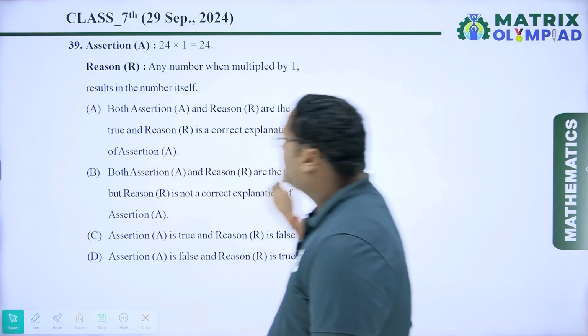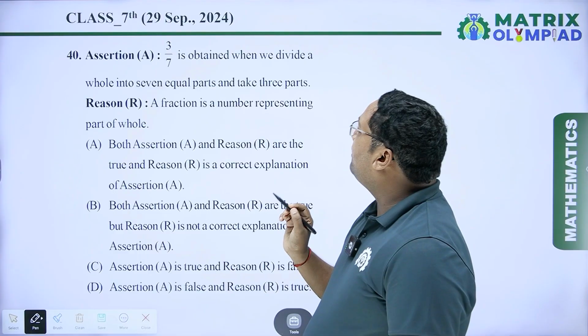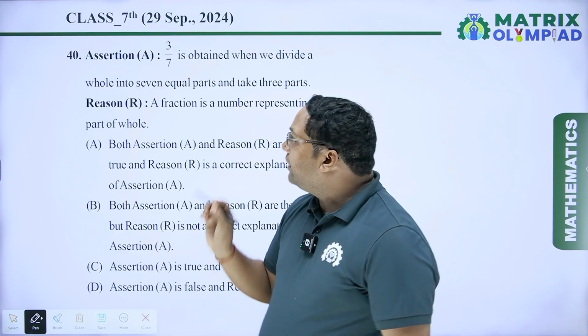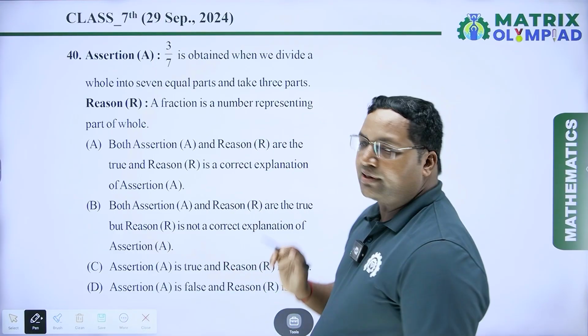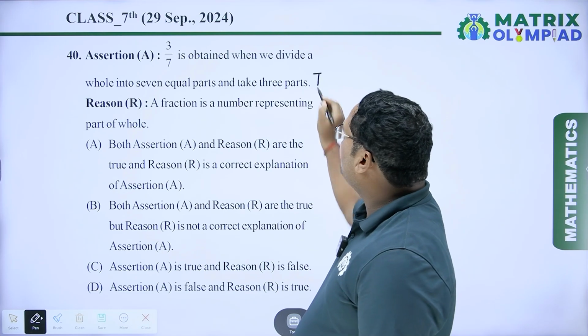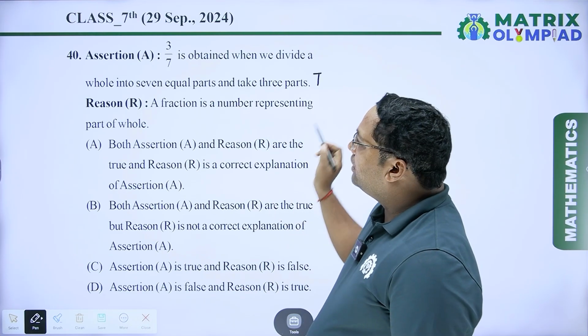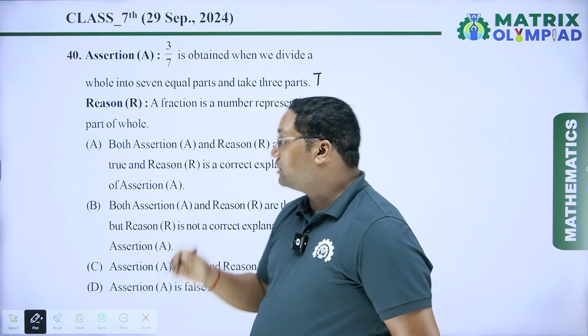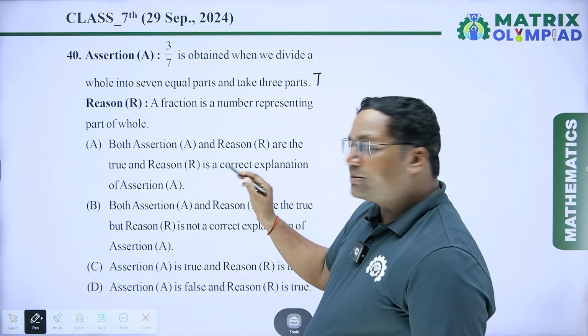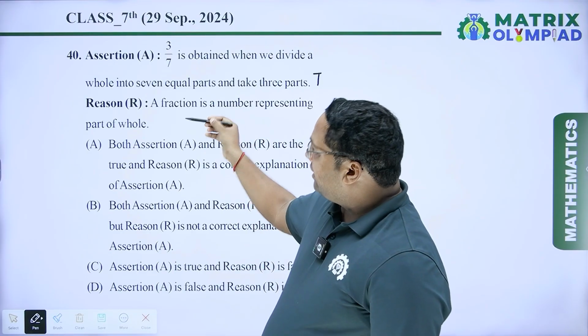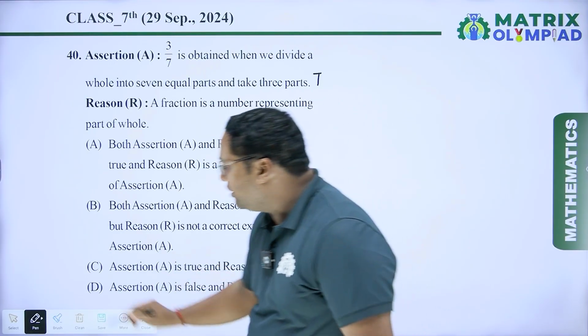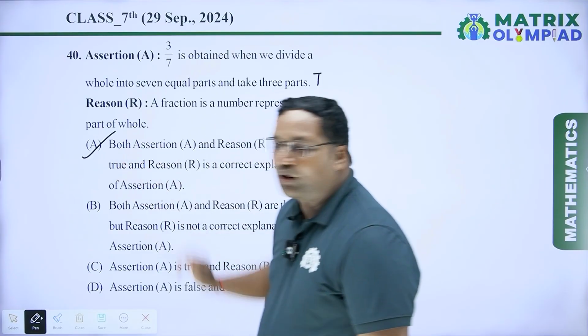Coming to the next question. Here 3 by 7 is obtained when we divide a whole into 7 equal parts and take 3 parts. So it is a right statement. A fraction is a number representing part of a whole. So it is also a true statement. So both assertion and reason are true, and this is the explanation of the assertion. So option number A is the correct option.